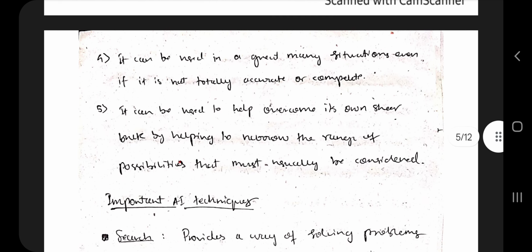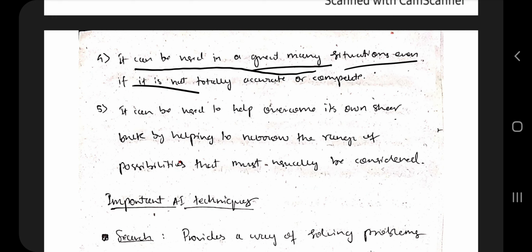Okay, then the next one is it can be used in a great many situations even if it's not totally accurate or complete. Whatever we have, we should be able to make the best use of it. That's the fourth thing. Even if it is not totally accurate or complete, still we should be able to use it to some extent. That's what the fourth point is.